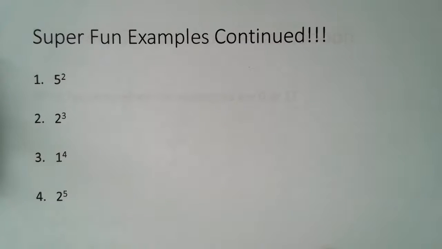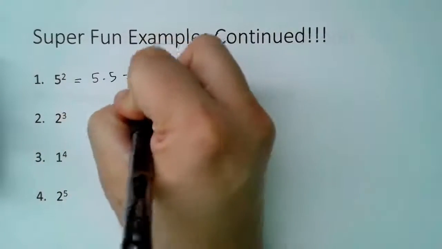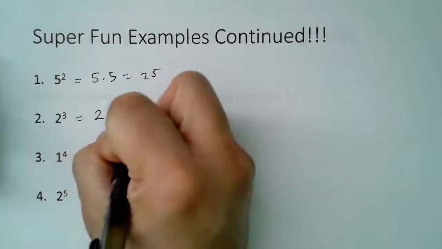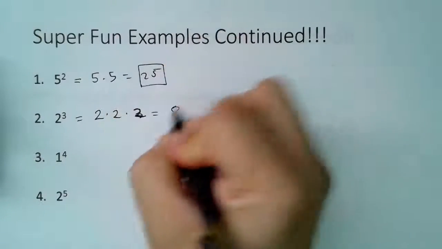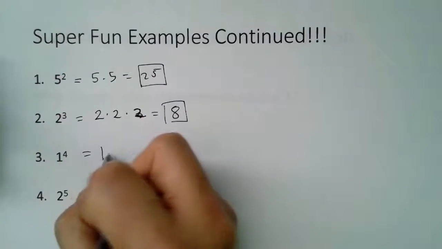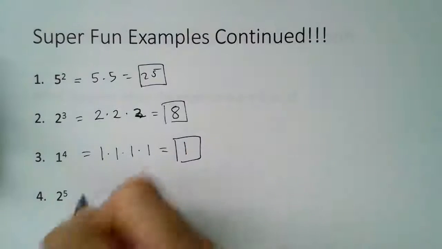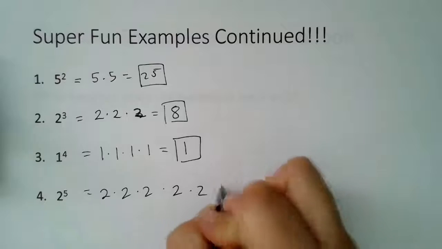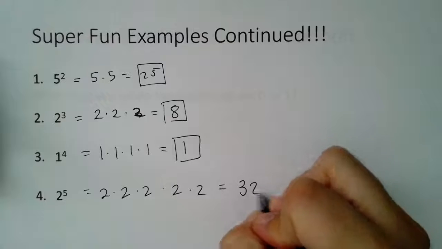Let's see if we can solve these. Let's do another super fun example. This would be 5 times 5, which is 25. This would be 2 cubed, which is 2 times 2 times 2, 3 times, sorry, which is 8. This one's 25, this one's 8. 1 to the power 4 is 1 multiplied by itself 4 times, well that's just equal to 1. 2 to the power 5 is 2 multiplied by itself 5 times, okay? So that would be 32.